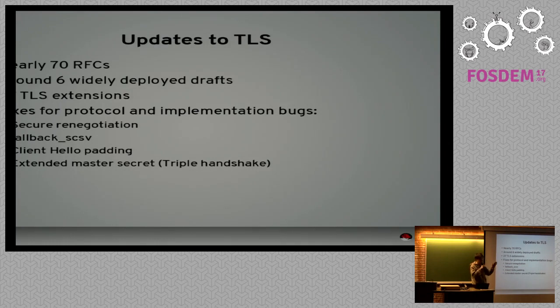We have also 6 widely deployed drafts that weren't actually standardized, accepted by the Internet Engineering Task Force. We have something like 27 extensions, and there were a lot of fixes for protocol and implementation bugs, like secure negotiation, fallback SCSV, signaling cipher suite value, client hello padding, extended master secret, that's protection against triple handshake.